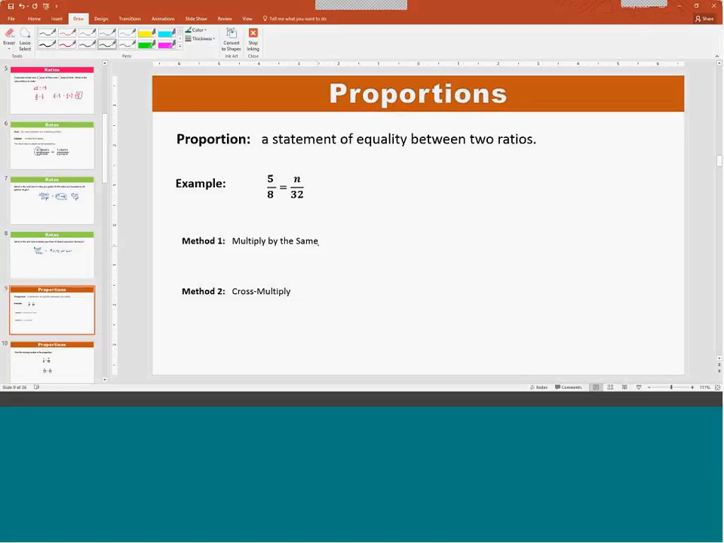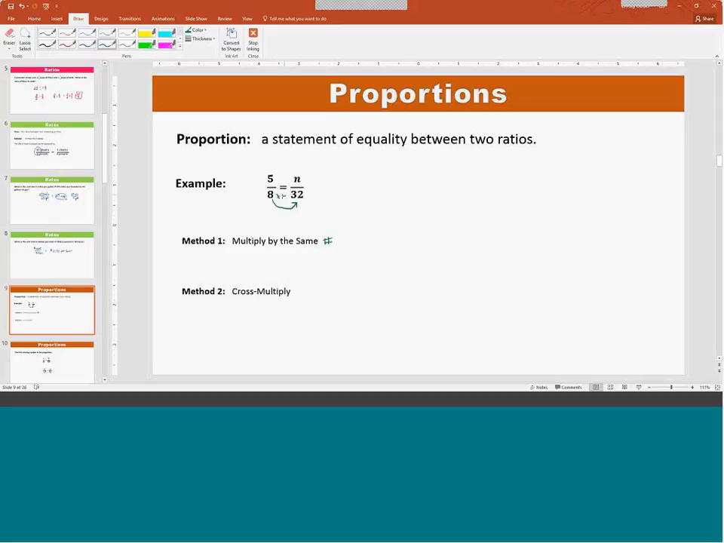First method that you can use is to multiply by the same number. Multiply by the same value. So if I look at how 8 becomes 32, and again, we did this when we were figuring out equivalent fractions, this is the same thing. Getting common denominators, you're actually creating equivalent fractions and actually using the idea of a proportion because proportions are just equivalent fractions. How does 8 become 32?